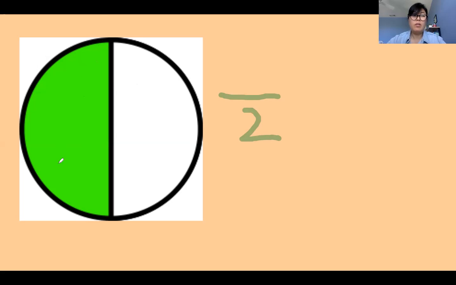Well, this part, which is shaded in green, is the part that represents the fraction. So how many parts are shaded? Only 1. So this would represent the fraction 1/2. We got the numerator on the top and the denominator on the bottom. Part and whole. Let's do the next one.